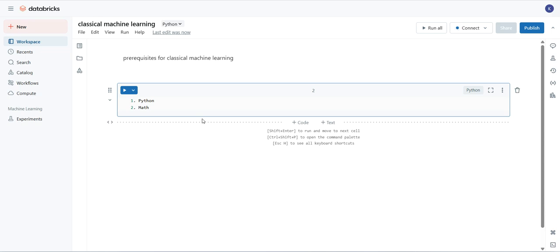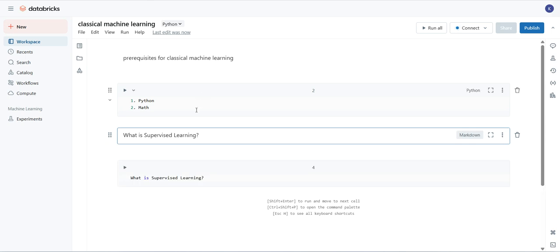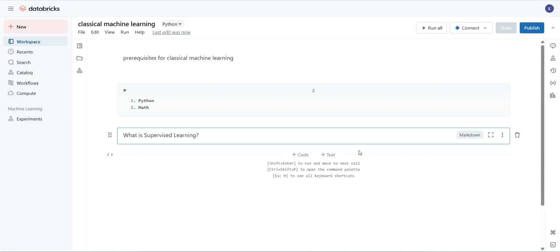So let me start with one topic. Today we'll discuss supervised learning. First of all, we need to understand what supervised learning is. Let me explain to you.